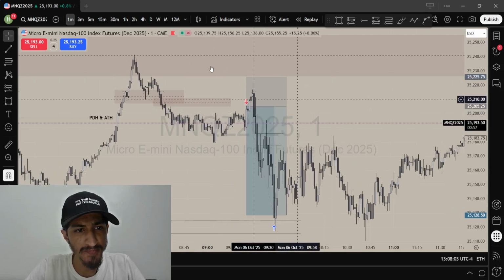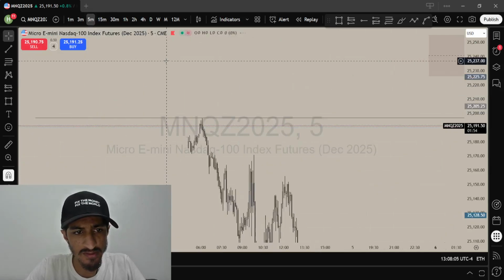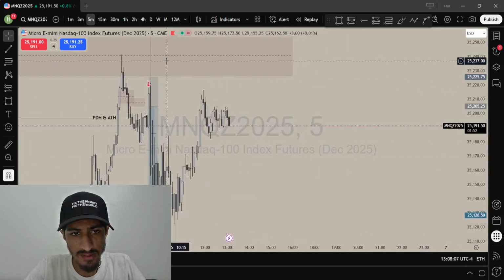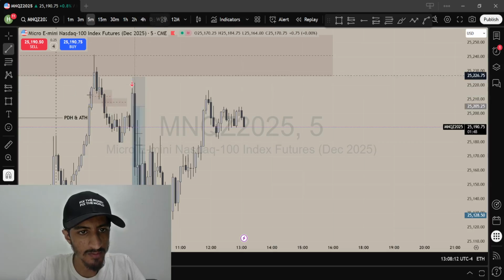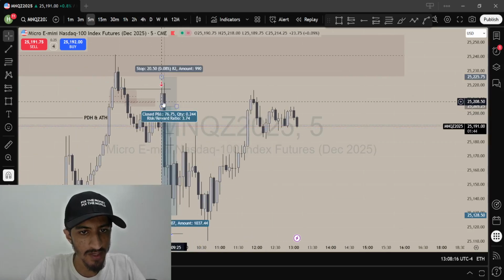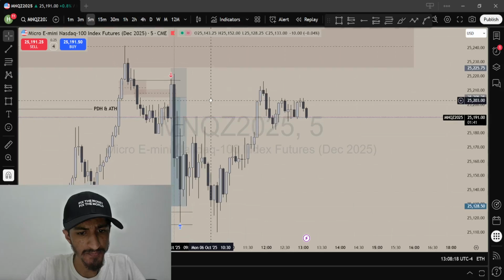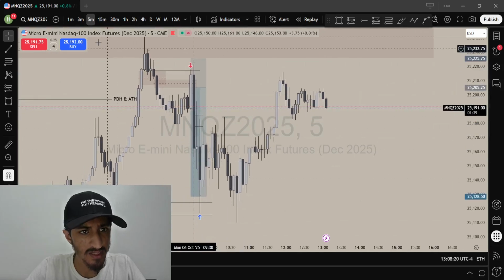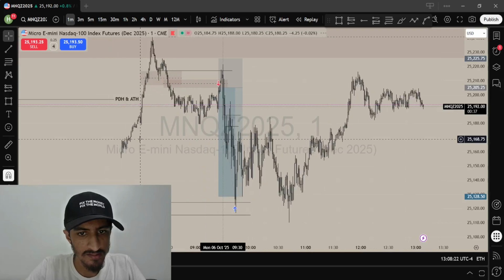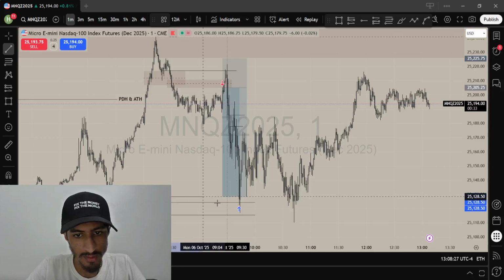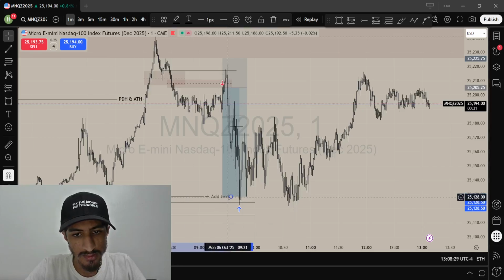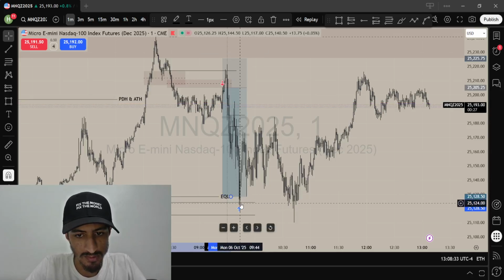Or if you just consider this an order block, we tapped the order block, we respected the order block, and my entry was this 5-minute gap right here, and I was targeting these equal lows, right, equal lows.